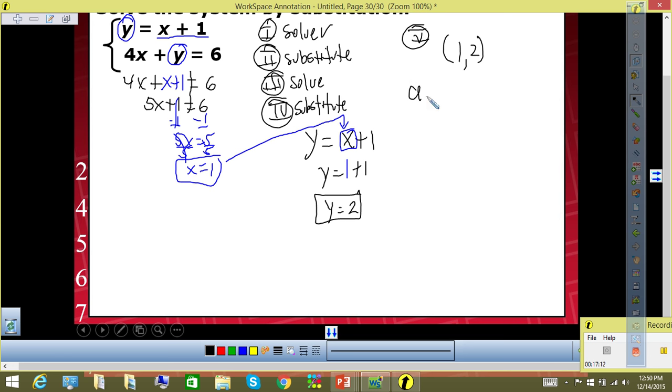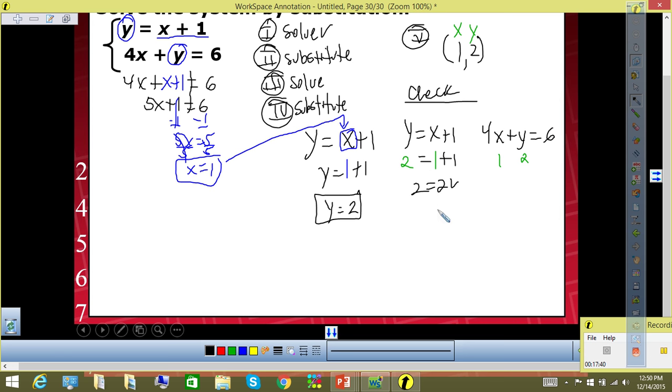And now we're going to check to see if that's our actual solution. So we're going to write our equations. y equals x plus 1, and 4x plus y equals 6. And we substitute these values. This is x, this is y. So therefore this is 1 and this is 2. So, what is 1 plus 1? 2. Is 2 equal to 2? Yes, that's true. This one in parentheses: 4 times 1 is 4, plus 2. 4 plus 2 is 6, equals 6. And that is true.